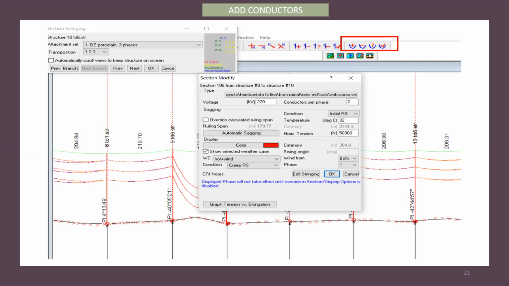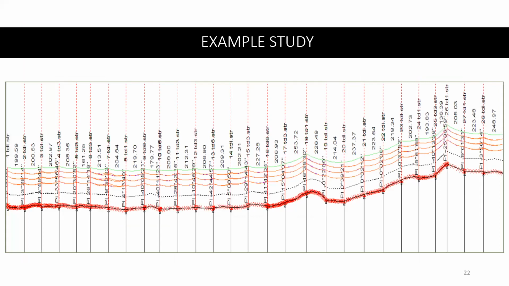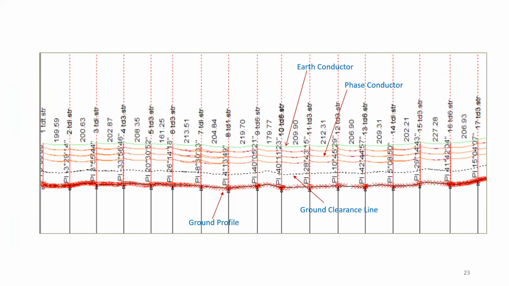This is an example that we have worked out for a 220 kV transmission line design. And this is a zoomed version of that. Here you can see the earth and phase conductors, the ground clearances, the ground profile, and also the tower types.